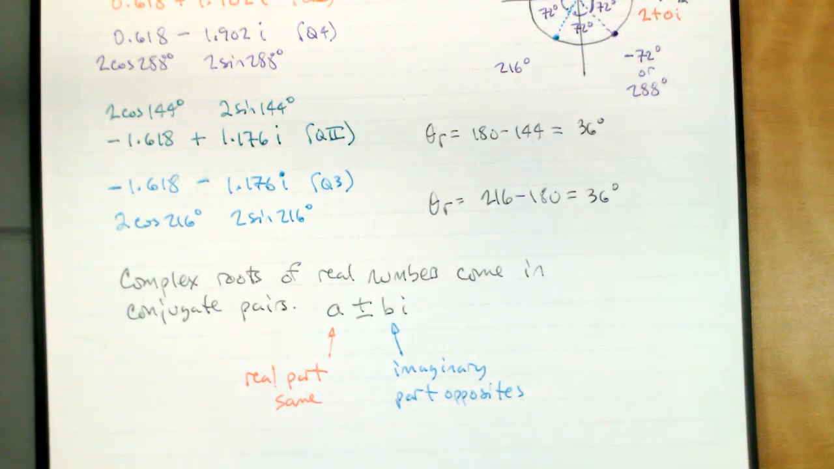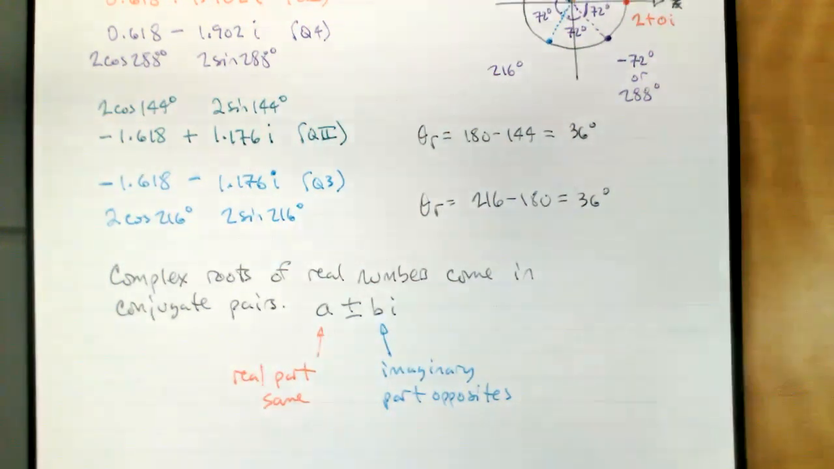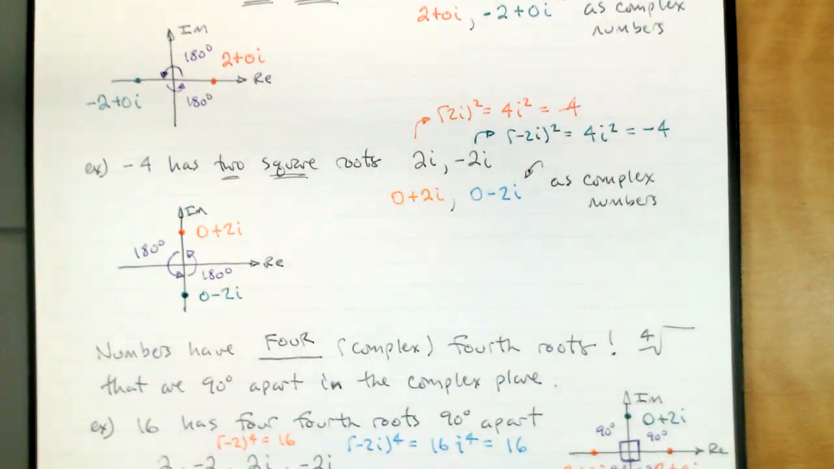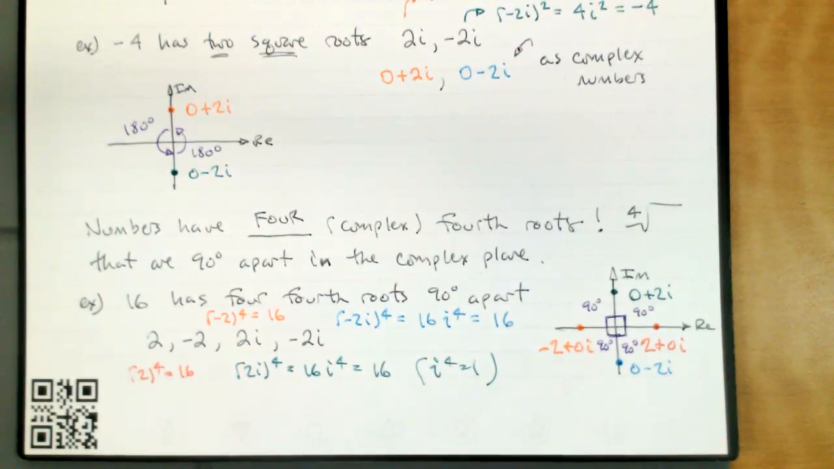This happened in our previous examples. When we looked at the fourth roots of 4, we had 2 plus 0i. That's one of the real roots. The other real root is negative 2 plus 0i. But the other pair, the pair of complex zeros, is 0 plus and minus 2i, conjugate pairs. Any questions? How's everybody okay?